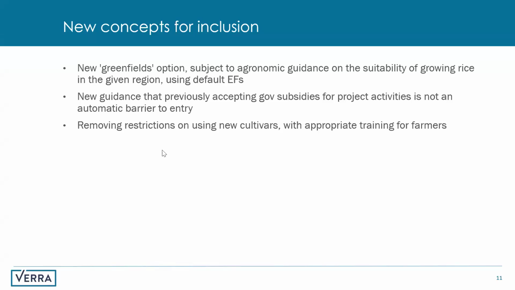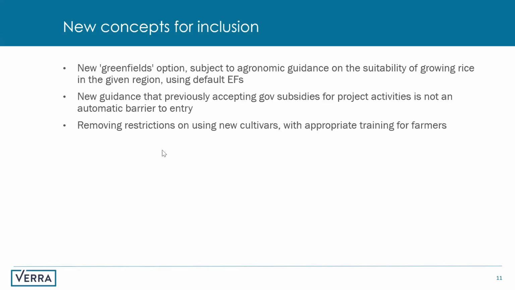Most likely, if we do, it'll be subject to agronomic guidance with respect to how suitable that particular area is for growing rice, and also looking at appropriate baseline assumptions, because that farm would not have historical baseline rice cultivation that we would draw from to set the baseline parameters. So we would be exploring the use of regional defaults for that.